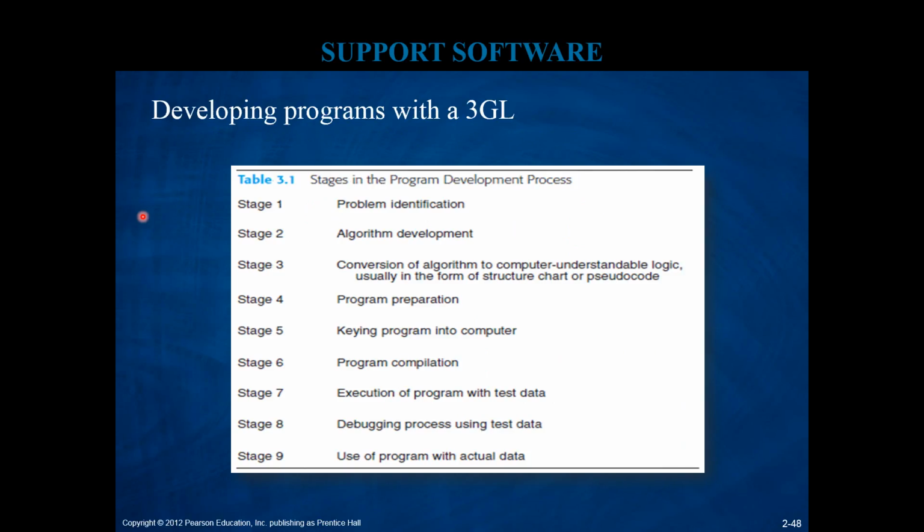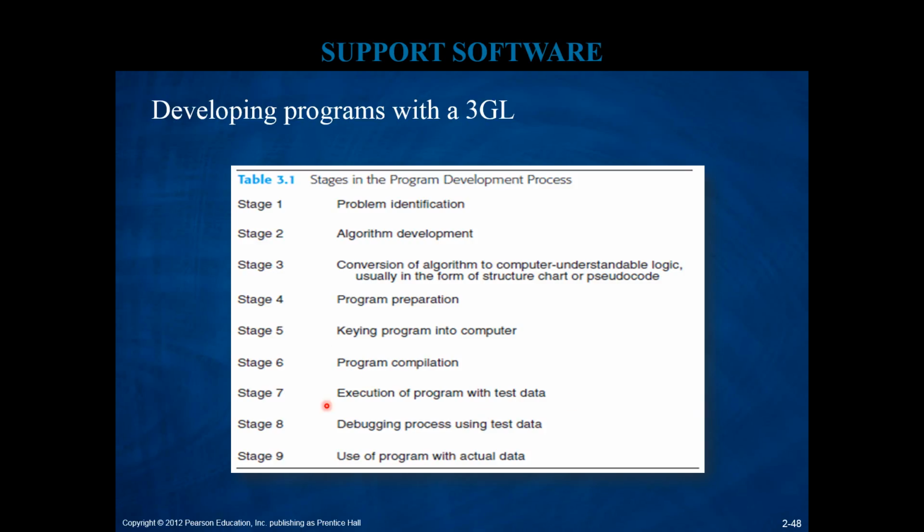Now here you see typical steps in developing a software application using a third-generation language. It starts with identifying a problem. Then, based on the problem, you develop an algorithm, meaning a high-level approach to a solution. Then the algorithm is converted into some kind of computer-understandable logic, usually in the form of a structure chart or pseudocode. Then the program code is prepared and keyed into the computer. Then the code is compiled, and once it's compiled, it's executed by the computer using some kind of test data.